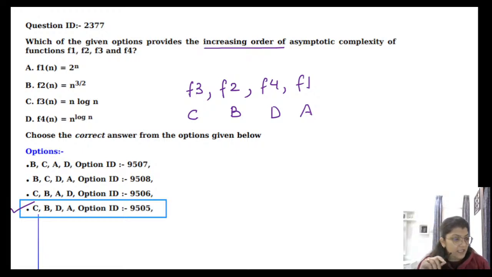राइट, साकेब, नीतू, अब क्लियर हो गया. This f3 is having nothing in power. Okay, so ये बेसिक आपका n log n है, n multiply by log n. So this will not be in higher increasing power. Okay.